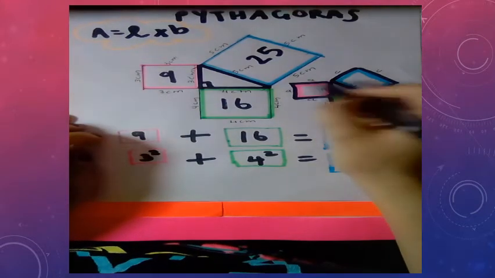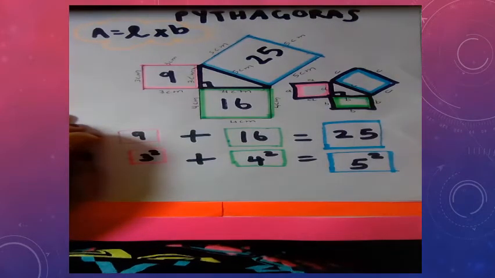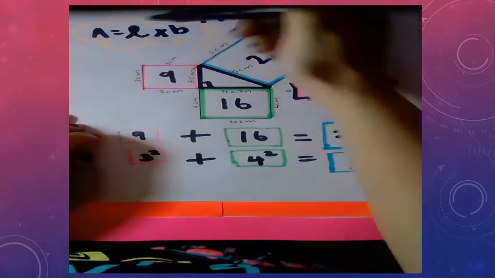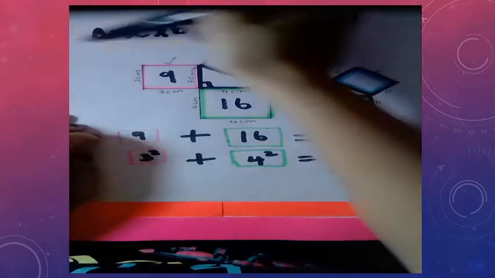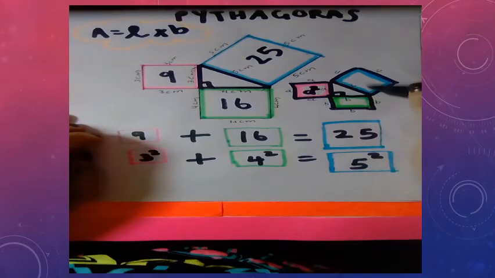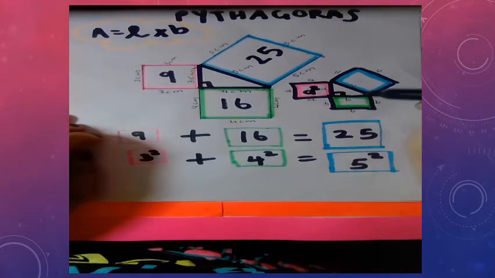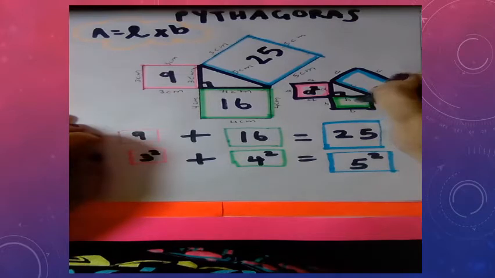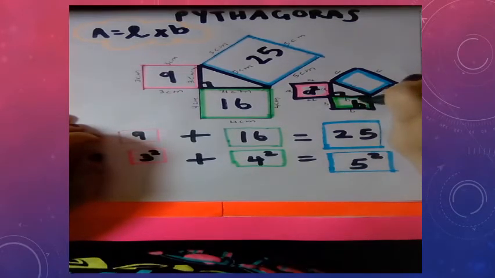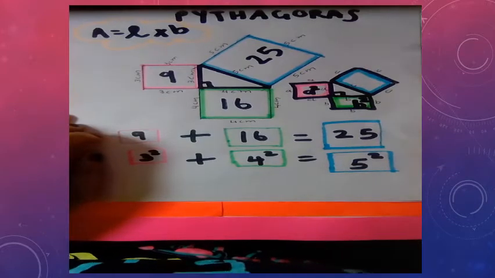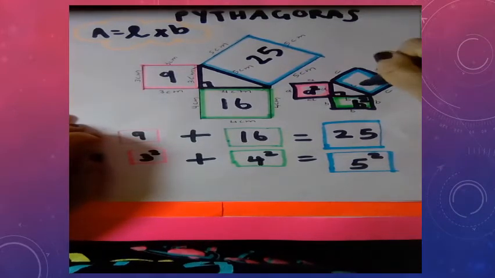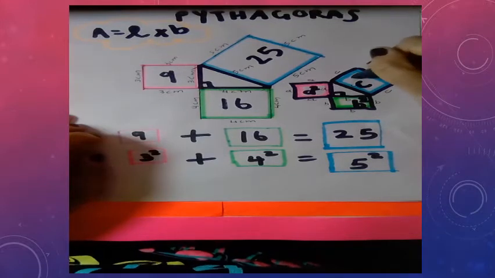What would be the area of the pink square? That would be A multiplied by A, because once again the area of a square is length times breadth. So we'll have A squared. What would be the area of the green square? That would be B multiplied by B, which is B squared. And what would be the area of the blue square? That would be C multiplied by C, which is C squared.